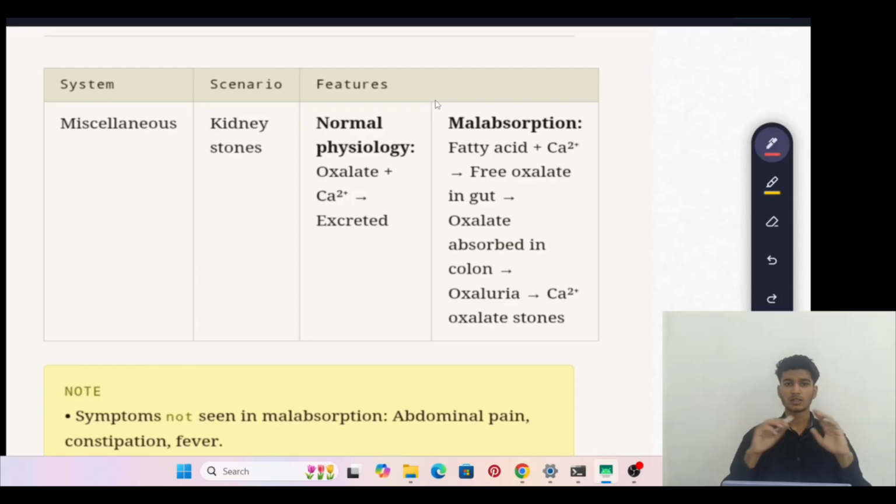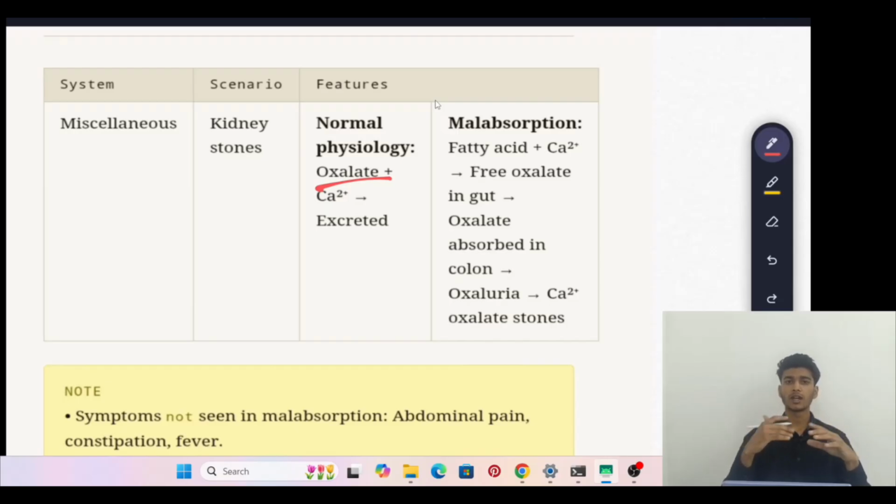But what happens if there is malabsorption of fat? The fat is saponified with calcium ions, forming soaps. Now oxalate comes there and sees that there is no calcium left inside the small intestine. So it will move on to the colon to get out of the body. But in the colon, what happens? The colon absorbs oxalate.